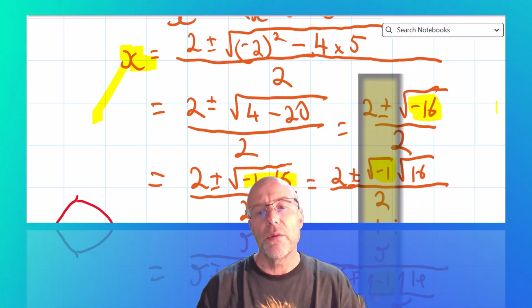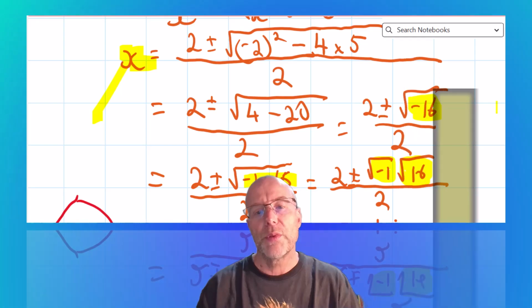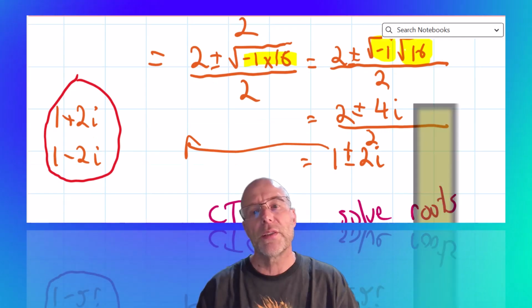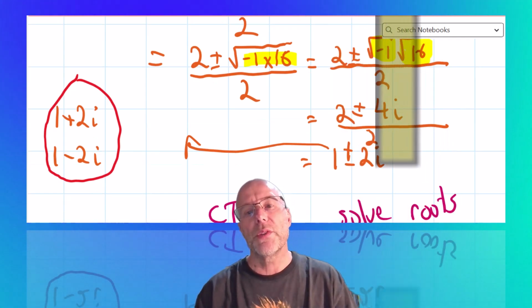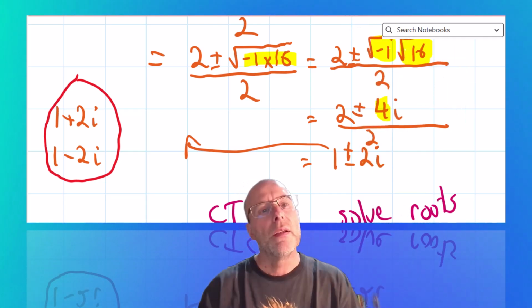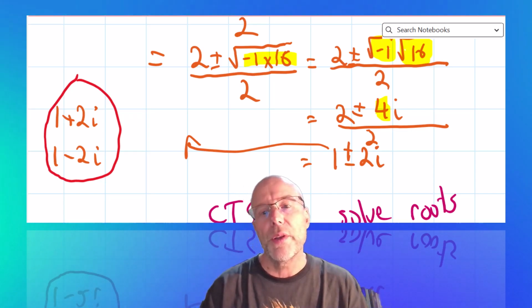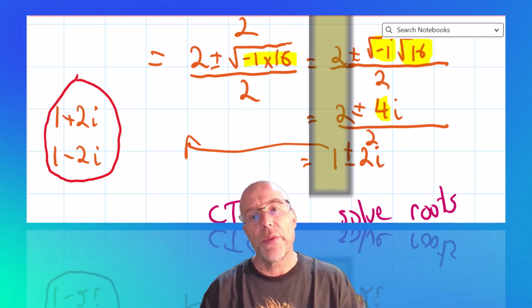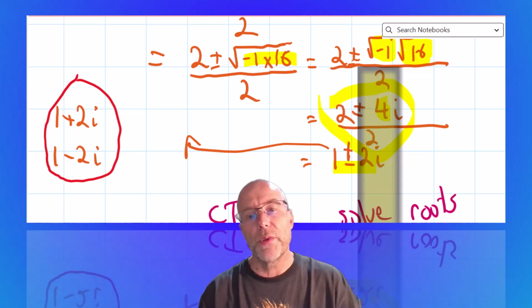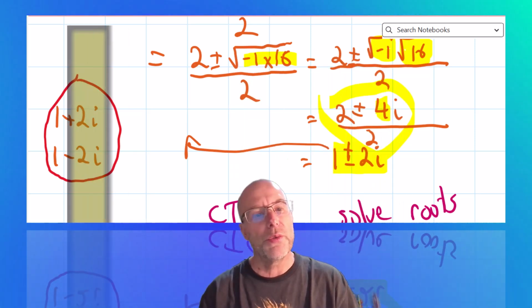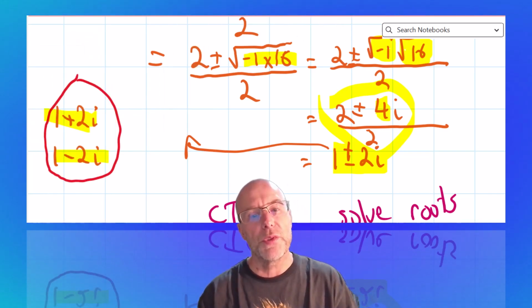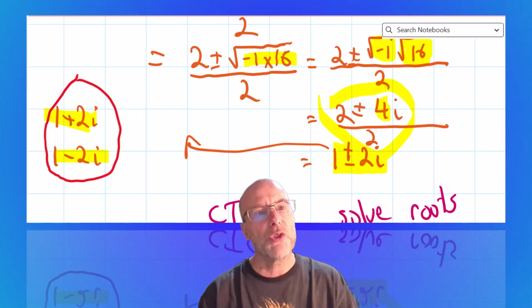We can use our laws of surds to split them up, because we want to see a square root of negative 1. The square root of 16 is 4, and the square root of negative 1 is i, so we have 4i. We can take a factor of 2 out of those three terms, and the denominator becomes 1, so we don't actually see it there. 1 plus or minus 2i, so conjugates 1 plus 2i, 1 minus 2i. So we have complex roots, and they're complex conjugates of each other.